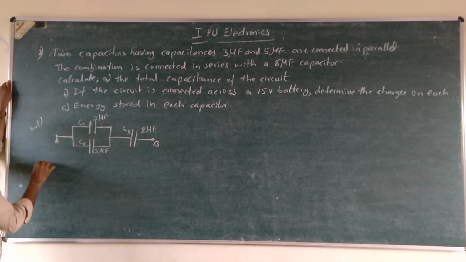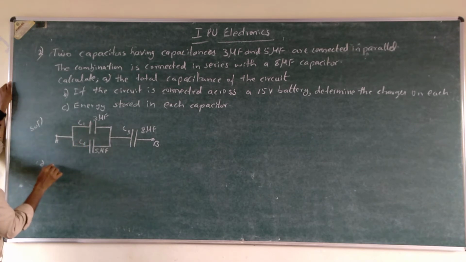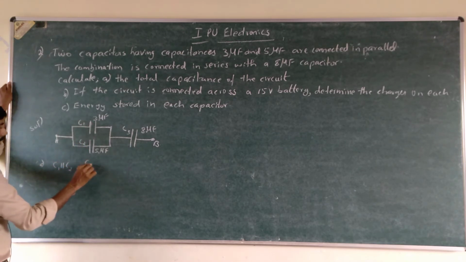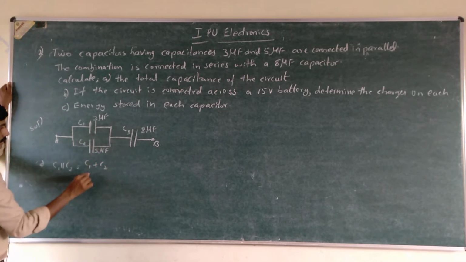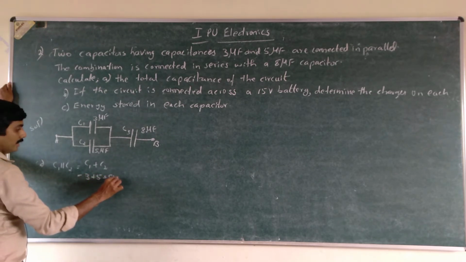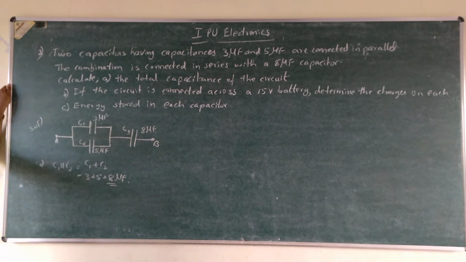The effective capacitance CAB is equal to, first the calculation is the parallel combination. First C1 parallel C2 is equal to C1 plus C2, 3 plus 5, 8 microfarad, the effective capacitance of the parallel combination of 5 and 3.